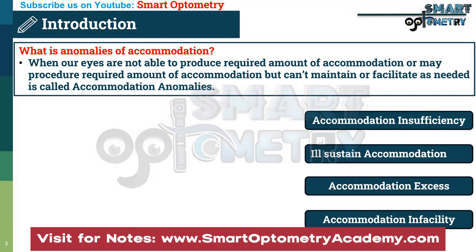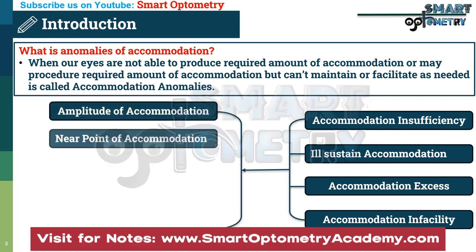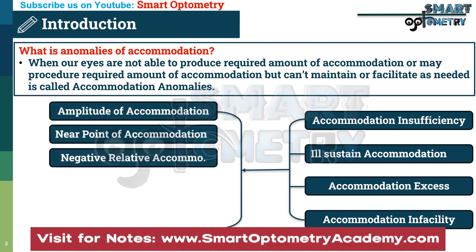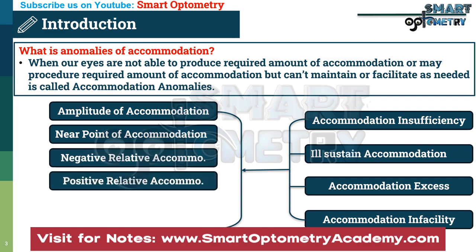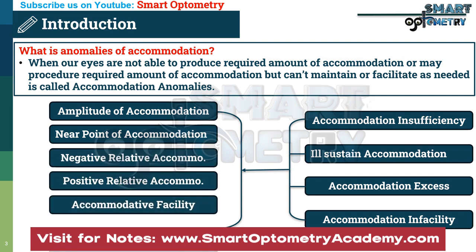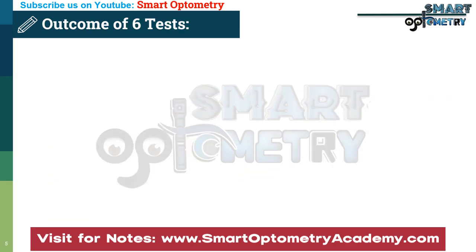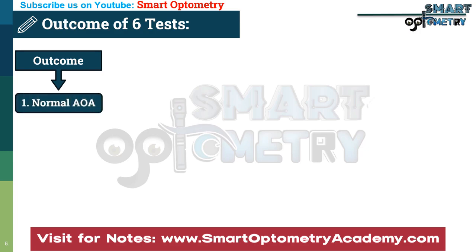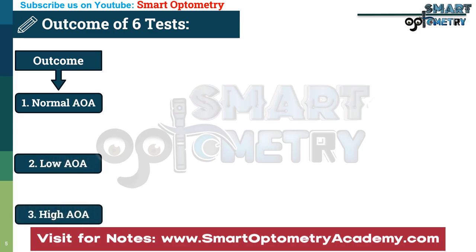The 6 tests that allow us to identify these anomalies are: 1. Amplitude of accommodation, 2. Near point of accommodation, 3. Negative relative accommodation, 4. Positive relative accommodation, 5. Accommodation facility, 6. Monocular estimated method. Now, the outcome of those 6 tests will help us to diagnose all these 4 accommodative anomalies. All these 6 tests help us to identify 3 conditions of accommodative status: 1. Normal amplitude of accommodation, 2. Low amplitude of accommodation, 3. High amplitude of accommodation.